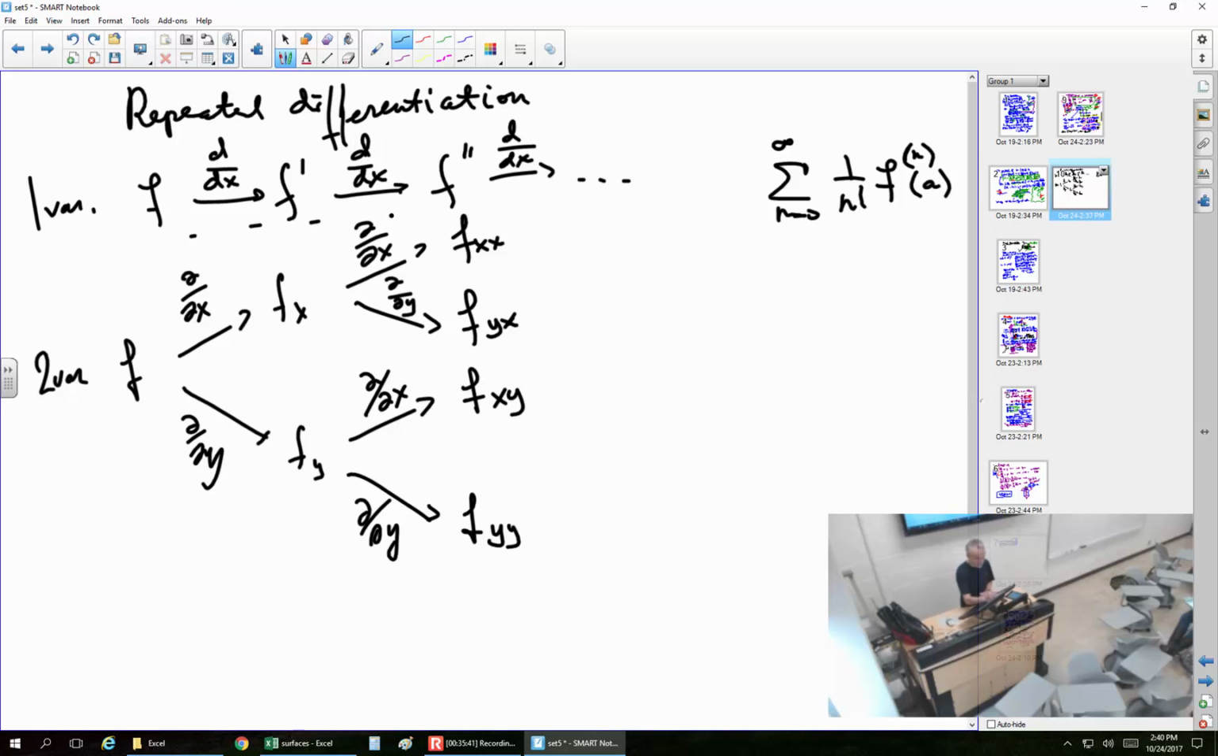Okay, so there is a theorem that these two are equal, sometimes. That certainly saves some work. So the order of differentiation might not matter. We'll discuss that later.